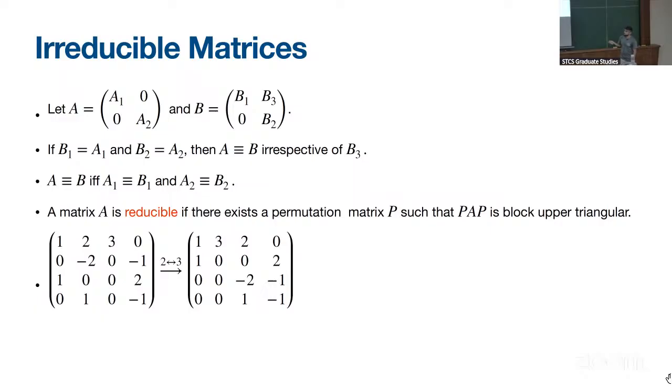Yes. And this reducible property will subsume this one, because we are just saying that there will exist some permutation. After doing this permutation, we will get a block upper triangular matrix, something like this. So B1 and B2 are blocks, and whatever the entries of B3 are, we are fine.